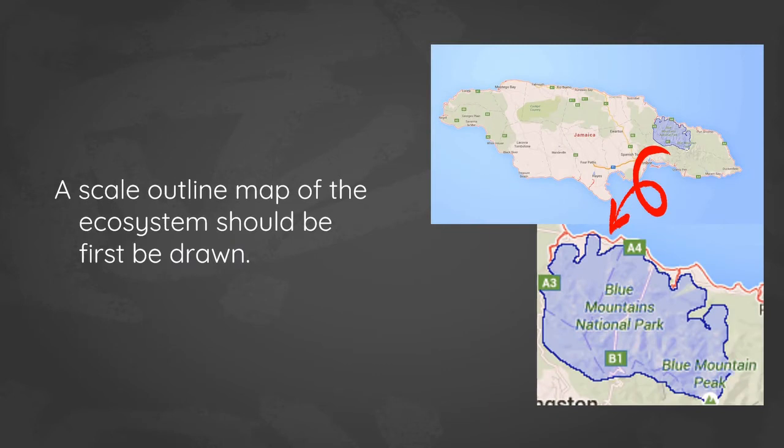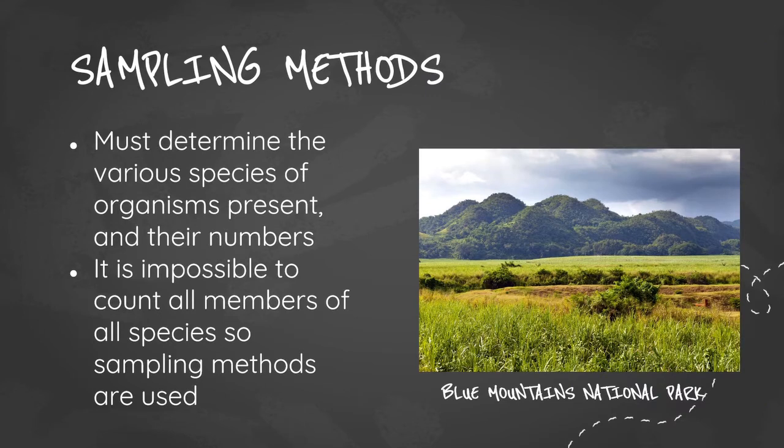So when you're looking at ecosystems or studying them, you want to have a scale outline map of the ecosystem that covers the area in which you'll be studying. So we have a little map right here that's highlighting the Blue Mountain National Park. So when studying ecosystems, we tend to want to determine the various species of organisms present and their respective numbers. It's almost impossible to single-handedly count all the members of all species. So we come up with methods of sampling to help us estimate population sizes.